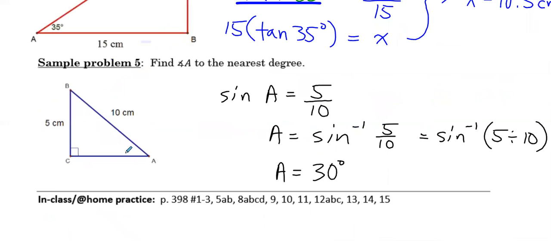Same idea here. I've got opposite and hypotenuse, so that would lead me to the sine ratio, or SO, opposite and hypotenuse. So there's the opposite side, the hypotenuse side. Go ahead and solve the equation using the technique shown.